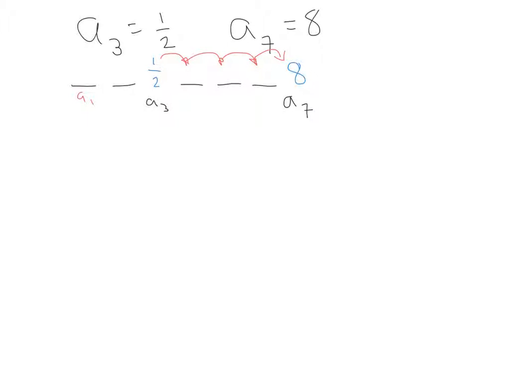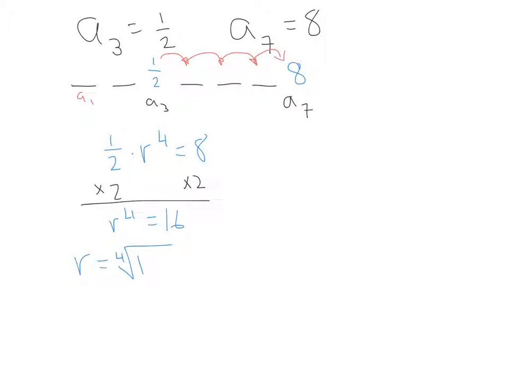So we can simply write the equation 1/2 times r to the fourth equals 8. If we multiply both sides by 2, that's easier than dividing each side by 1/2. Let's multiply by 2, multiply by 2. That's going to get us that r to the fourth equals 16, which means r is the fourth root of 16. This is, of course, 2. And so what we're going to claim is that our formula for the nth term is something times 2 to the n minus 1.